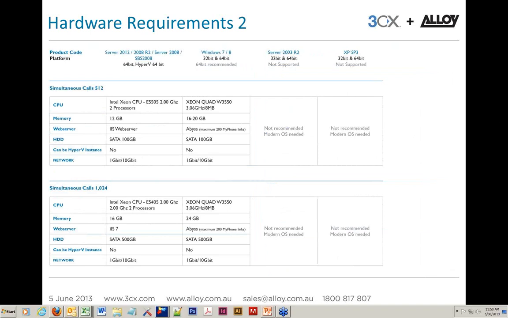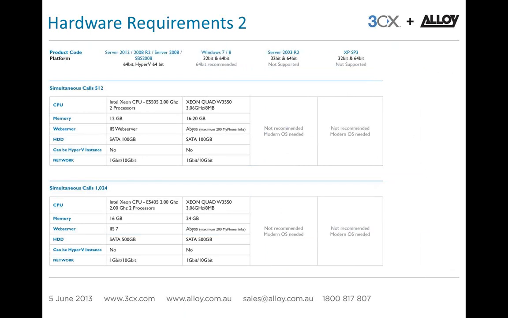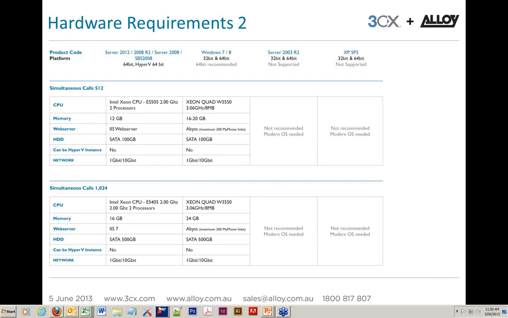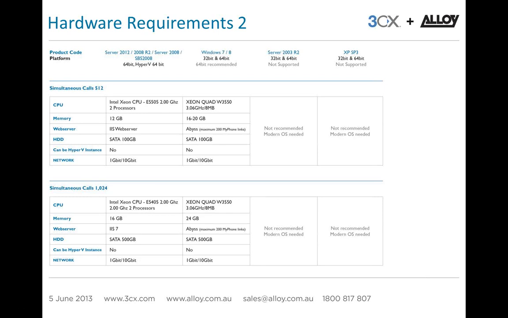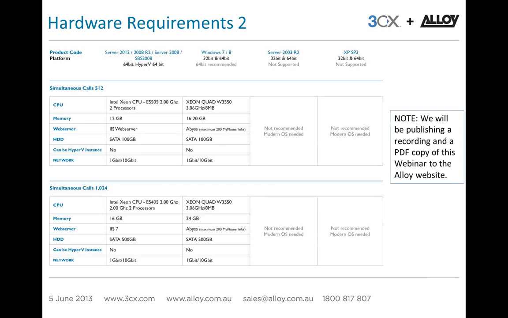Okay, this basically gives you a scale. For instance, for 512 simultaneous calls, the type of CPU, the memory that is required, the web server. Okay, now this is a maximum of 200 MyPhone links. It tells you the minimum storage, okay, and the network link. We can move on to the next slide.